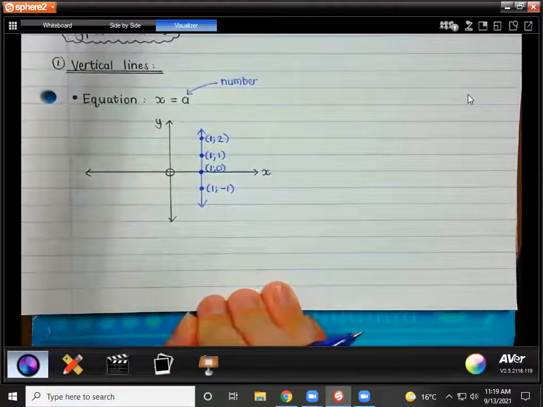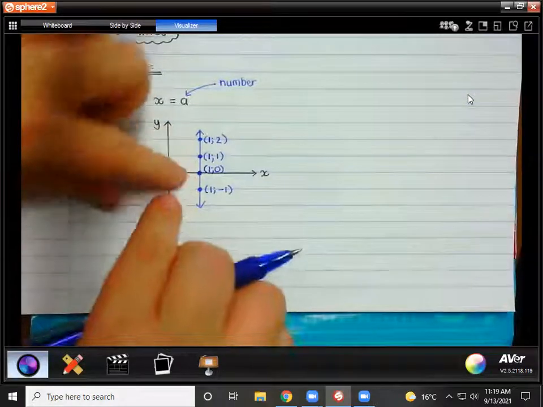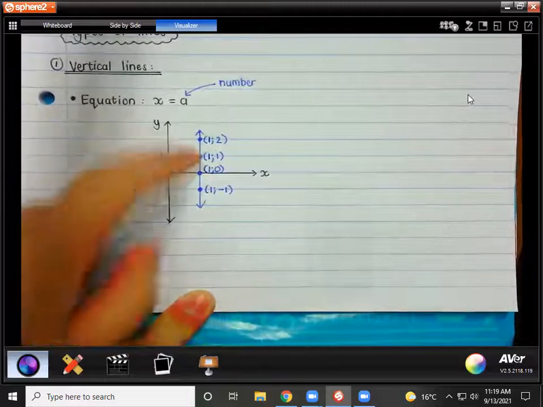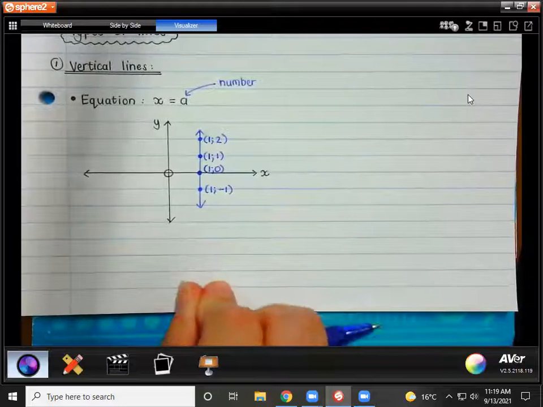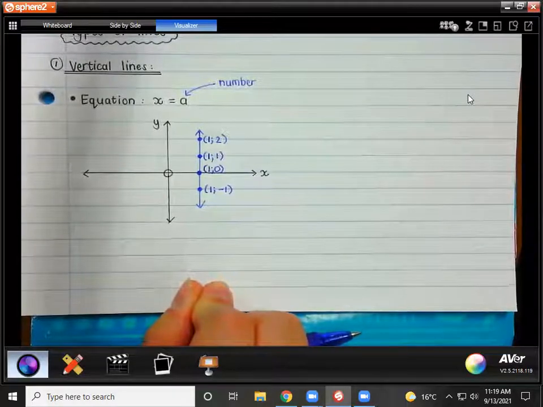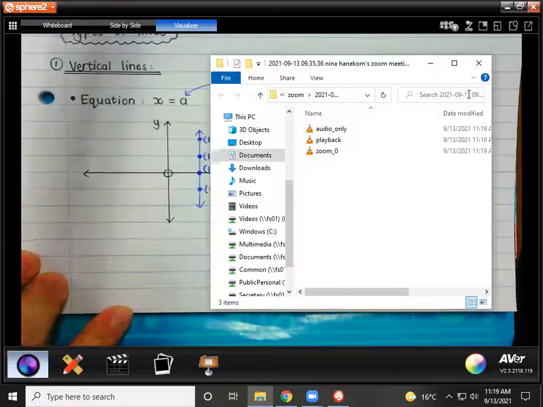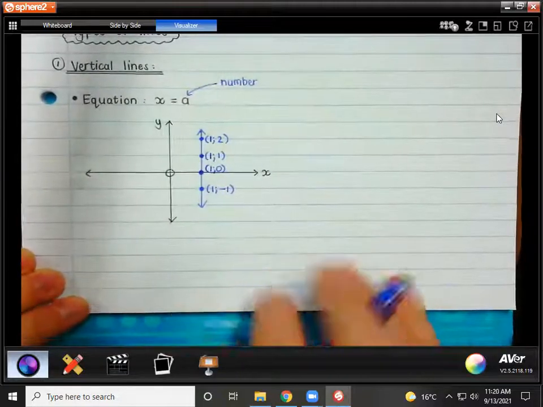Okay? Now, guys, what I want you to notice is that all of these points, and if our line was long, all of the points above this last one that I have, and all of the points below the last one that I have, they will all have an x value of 1. Does that make sense? Because it's a line that just goes straight all the way down, all the way up. All right, so every single point on this line will have the same x value, an x value of 1.